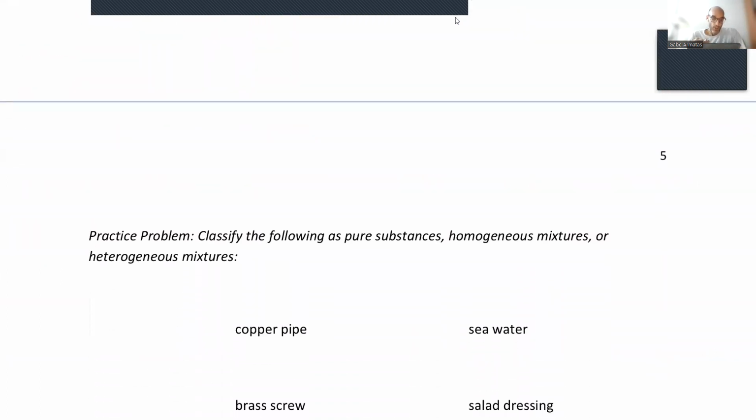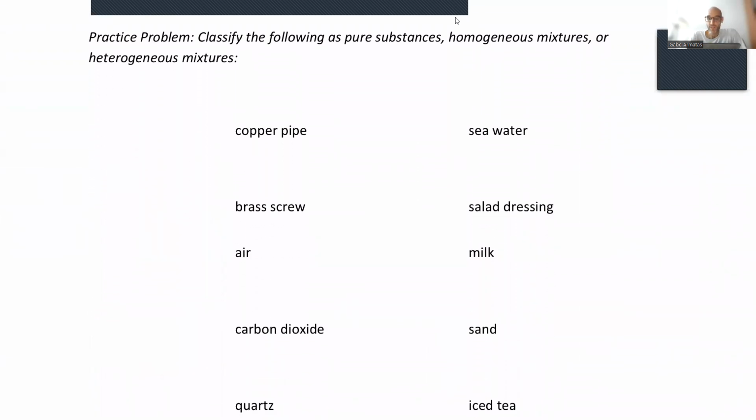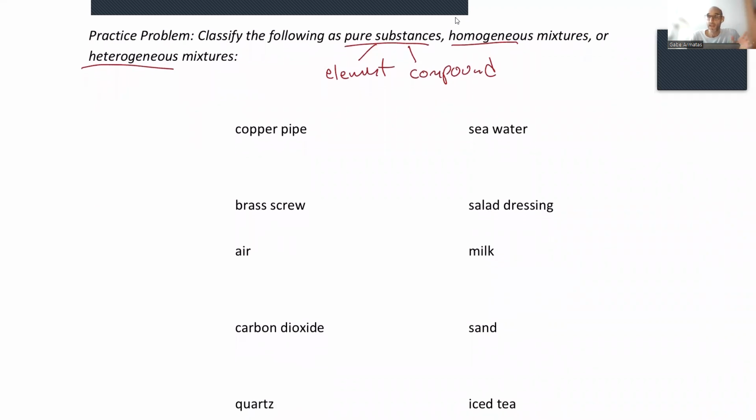Okay, so classify the following as pure substances, homogeneous, or heterogeneous mixtures. And in fact, if it's a pure substance, please tell me whether it's an element or a compound. Okay, all right. And so we are going to do this example in class. Do your best to determine what something is. So again, I'm going to go over these if you need to take little notes here.